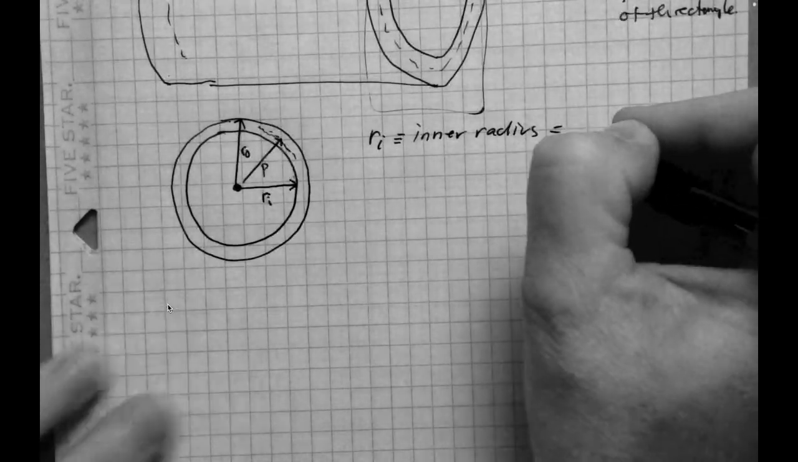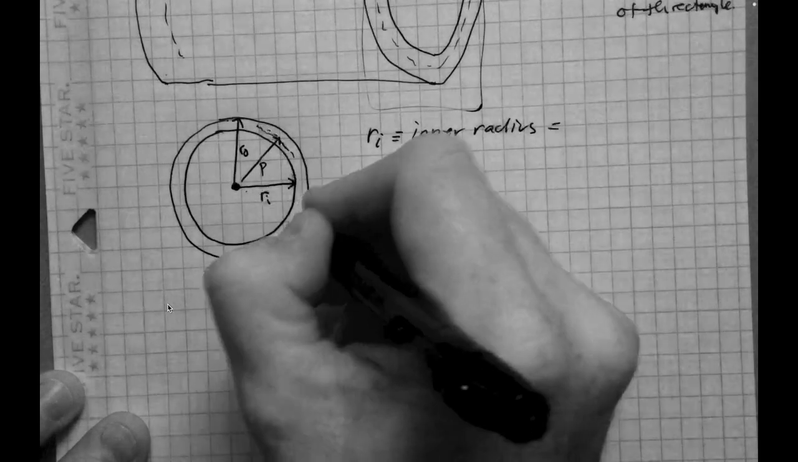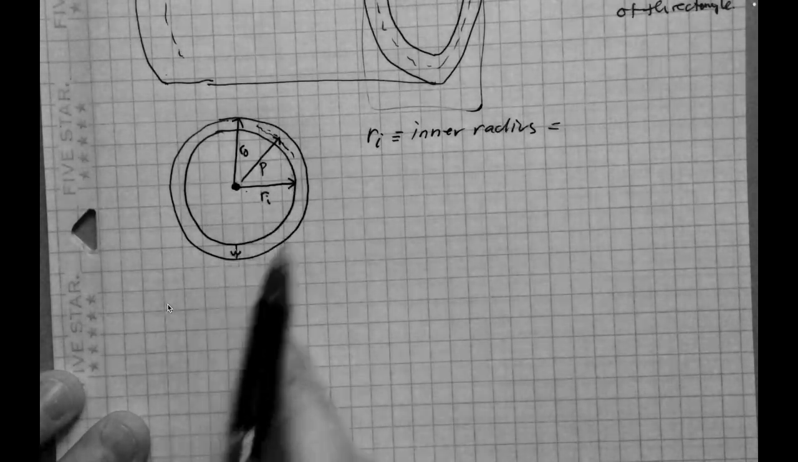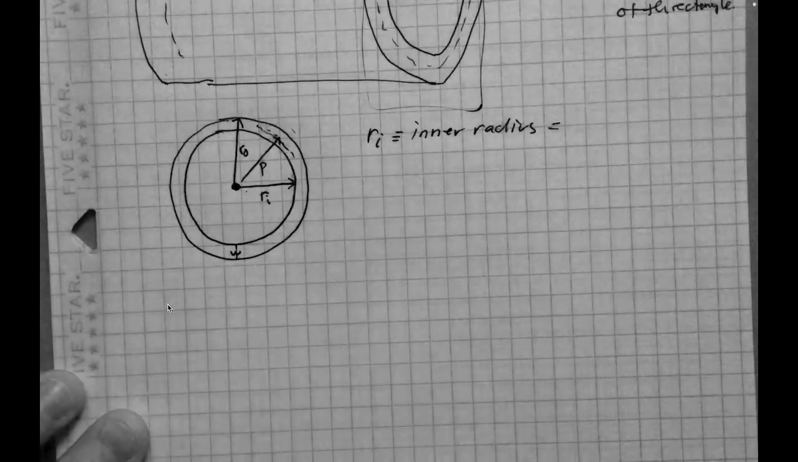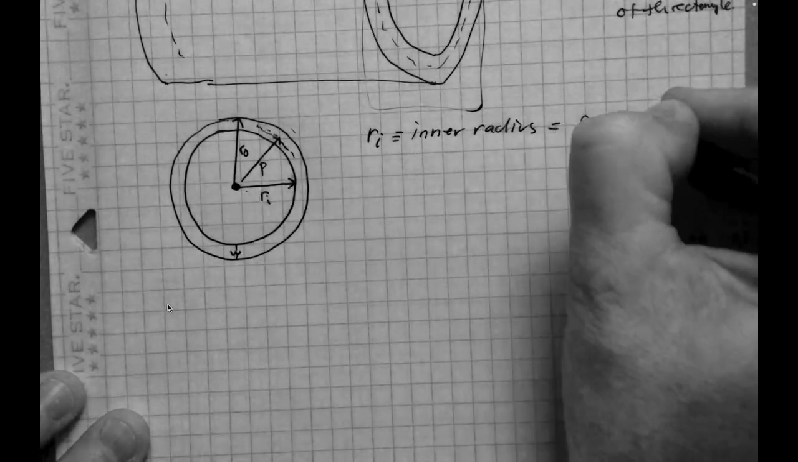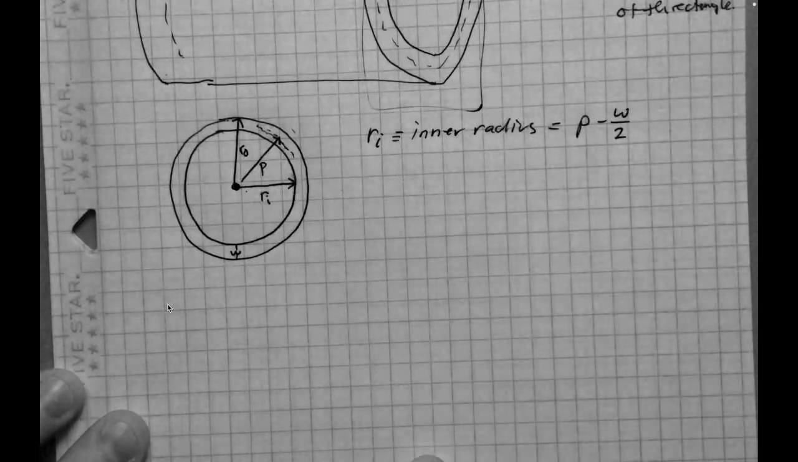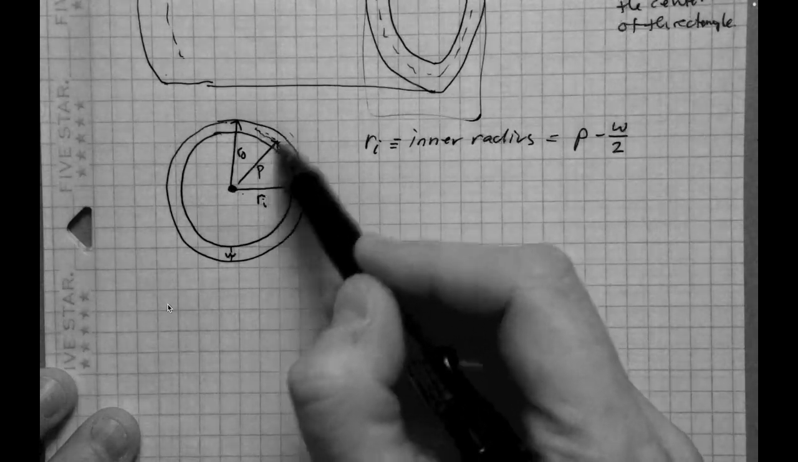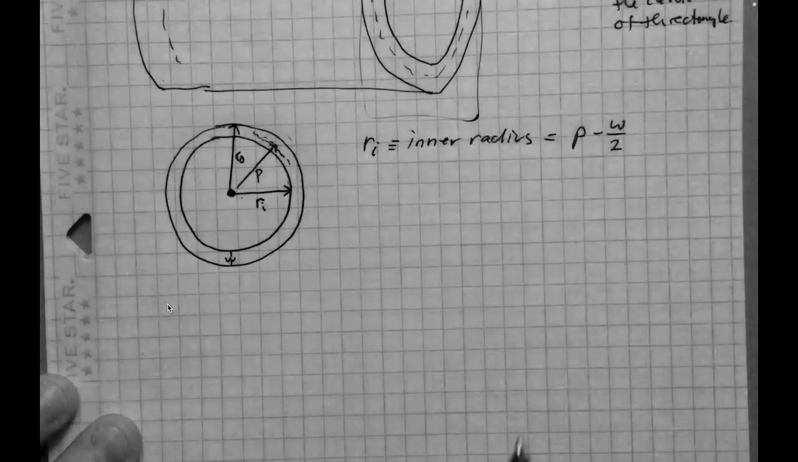Now what is that in terms of P? Well, remember this width here, this is the W, right? The width of the shell is W, so the inner radius is always going to be equal to P minus W over 2. Okay, some distance to the middle of the rectangle minus half the width of the rectangle.